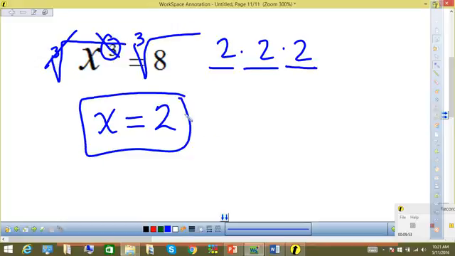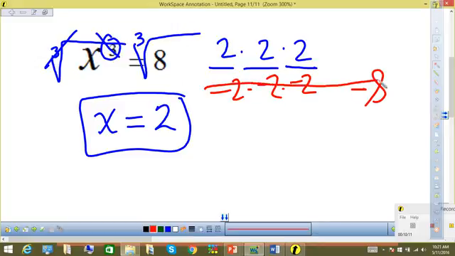Could it be negative 2? No. Let's find out why not negative 2. Negative 2 times negative 2 times negative 2. 2 times 2 times 2 is 8. But what is negative times a negative, and times a negative? Is this a negative? Yes, that's why it's not on the negative side. So this one, the correct answer is 2.